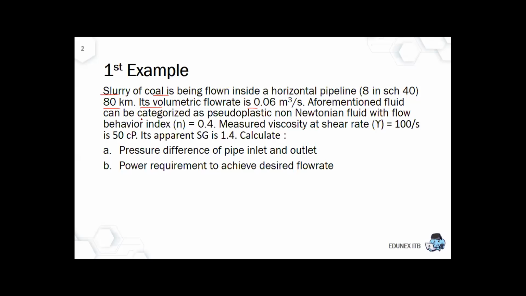This fluid is categorized as a pseudoplastic non-Newtonian fluid with a flow behavior index. If you have tau equal to k gamma to the power n, n is called the flow behavior index. For the Newtonian one, the flow behavior index is 1. But for the non-Newtonian, it is less or bigger than 1.